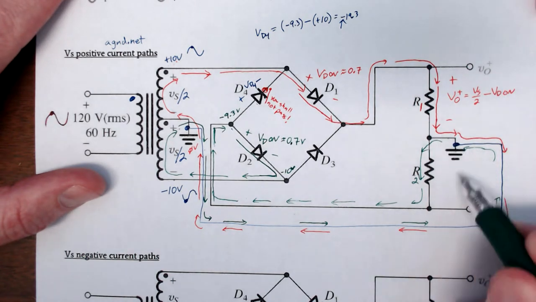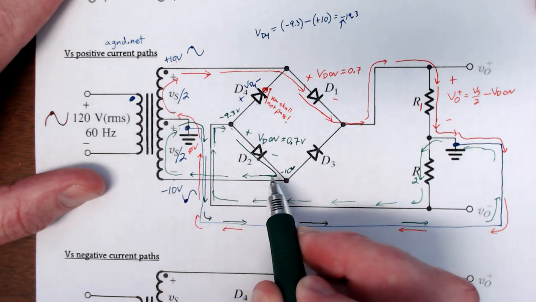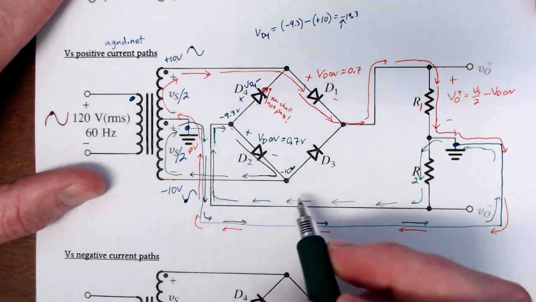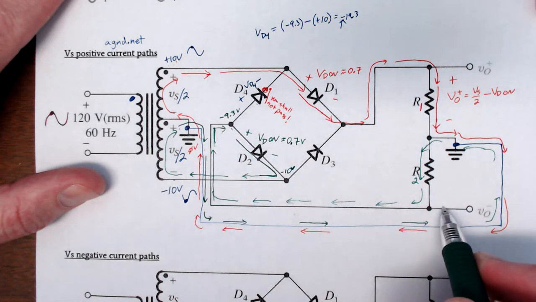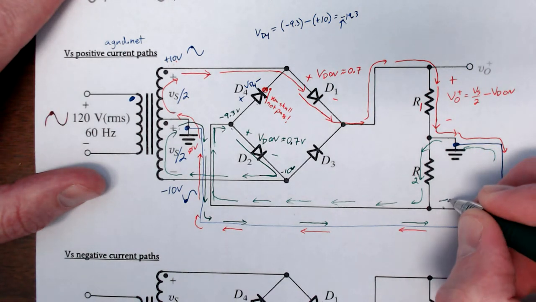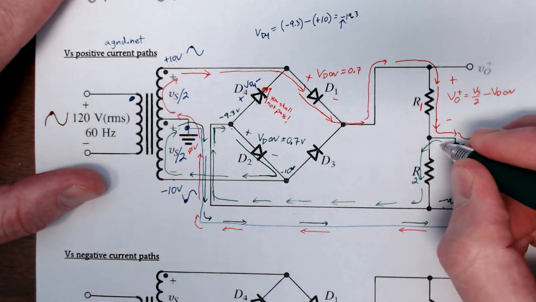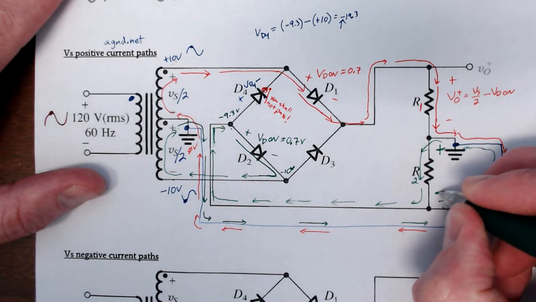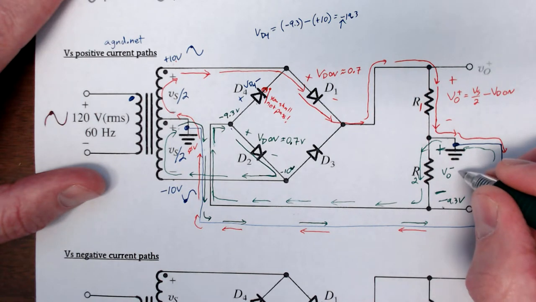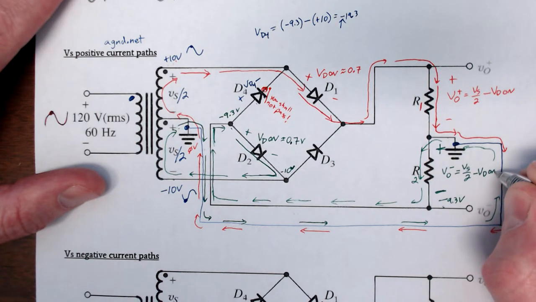Okay, next one. We have this one. Let's start over here again. We have negative 10. We're going to go up by 0.7, so we're at minus 9.3, and that, after all these twists and turns, is right here. So this node voltage is actually minus 9.3 volts. I'm going to draw my VO minus this way. I know, just watch your minus signs. VO minus is VS over 2 minus VD on.